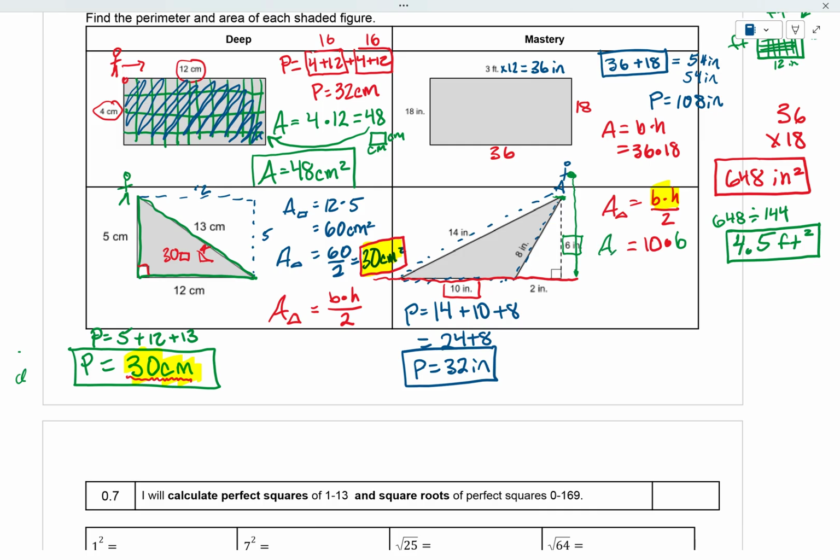So the area of this triangle is 10 times 6, but what do we got to do after that? Divide by 2, okay? So the area of this triangle is 60 divided by 2, and that means it is 30, and then square inches, of course, because we're covering that. Cool.